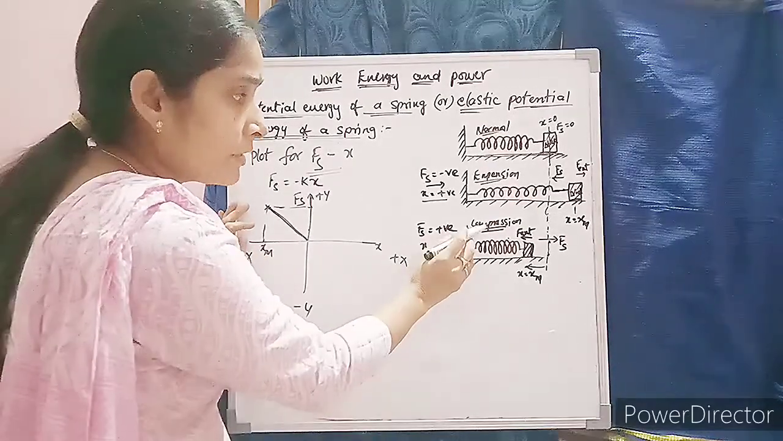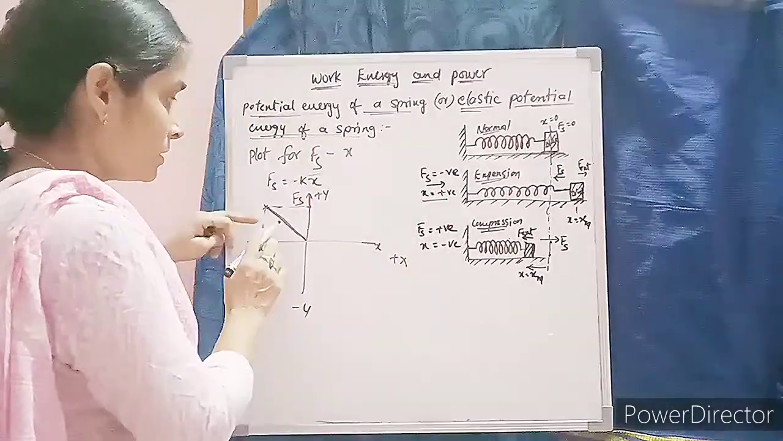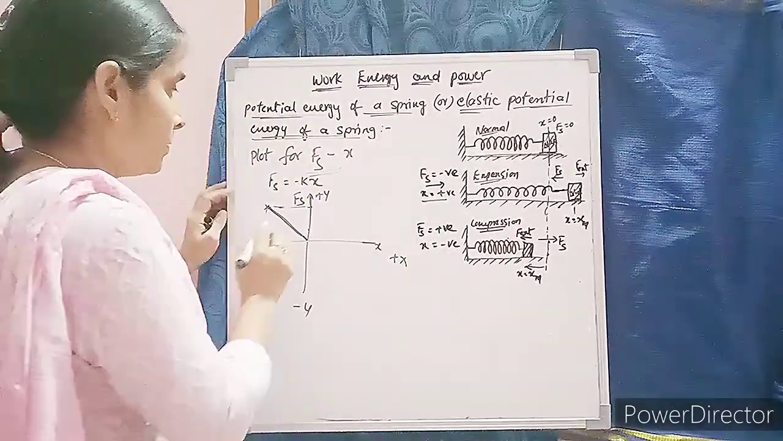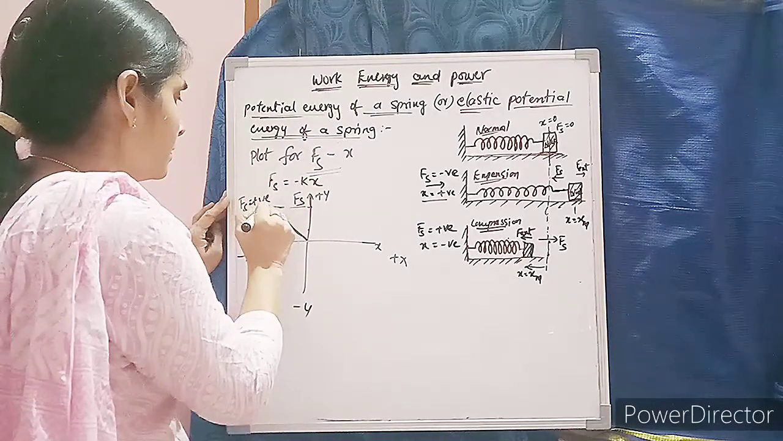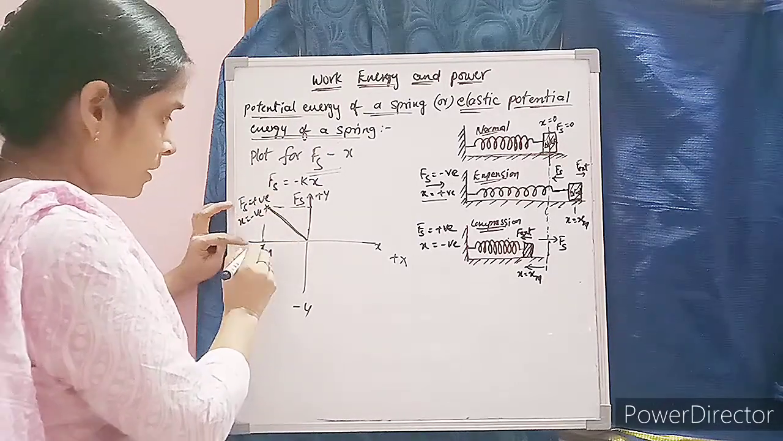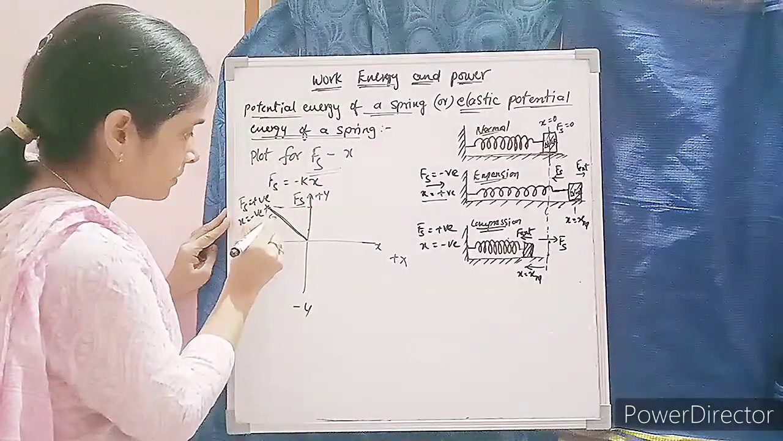Coming to the compression, Fs is positive and displacement is negative. So this is the plot for compression. Here Fs is positive and x is negative, so here we have to write minus xm. This is the plot for compression.